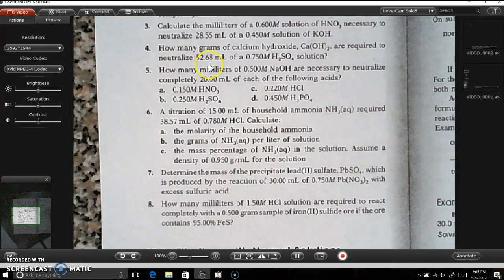Remember, you can change any ending that you want. Remember, as long as I get moles of calcium hydroxide, I can get to grams. In this case, I want grams, or I can get to milliliters, or I can try and solve for the molarity. So let's read the problem.